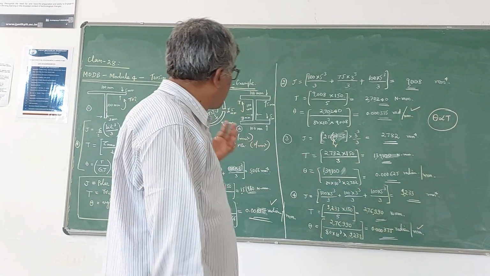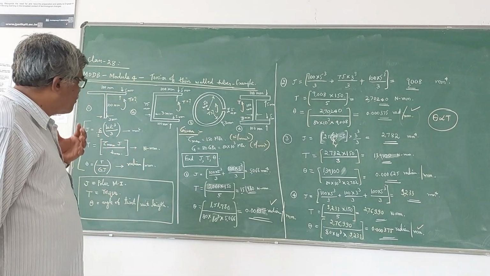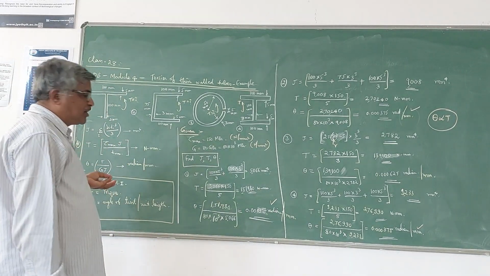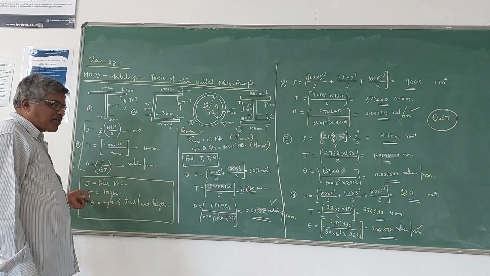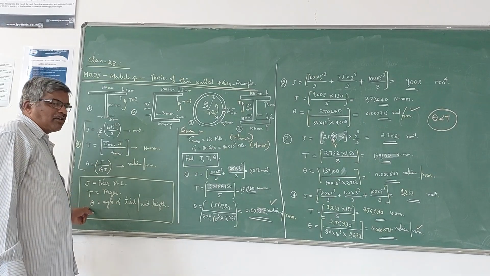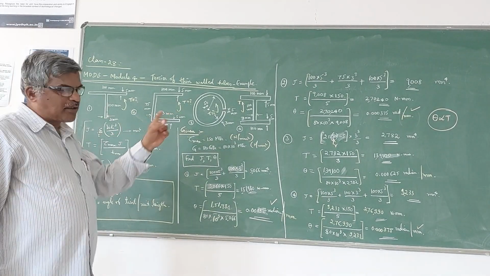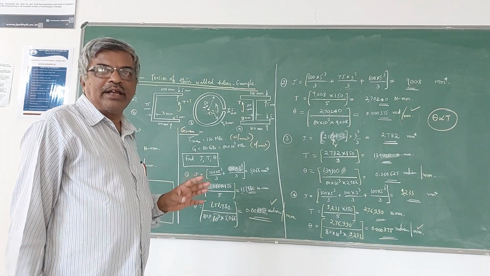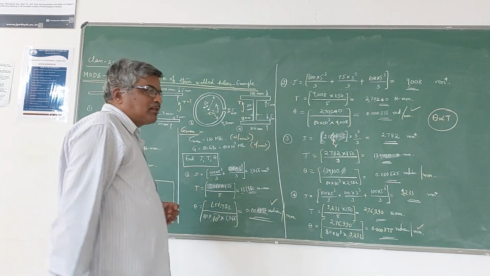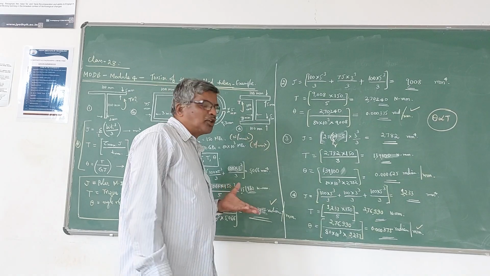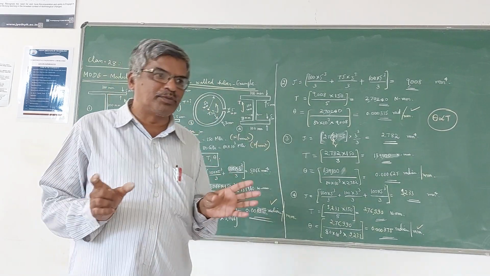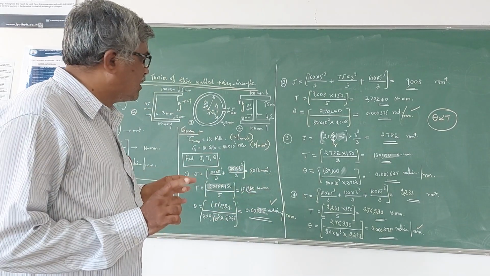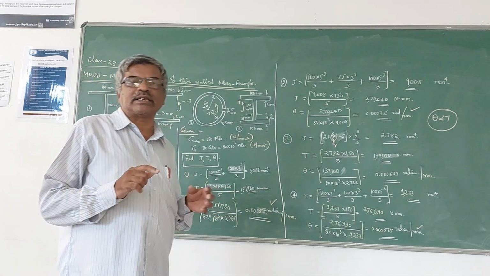So this is a comparative problem where we have compared the values of polar moment of inertia, torsion carrying capacity, torque, and the angle of twist for four types of thin walled tubes. Next class I will be dealing with multi-celled tubes, wherein multi-celled tubes are subjected to torsion. How to calculate the shear stress and all.